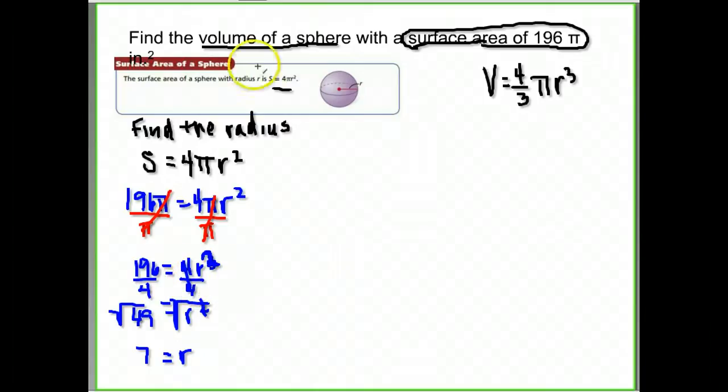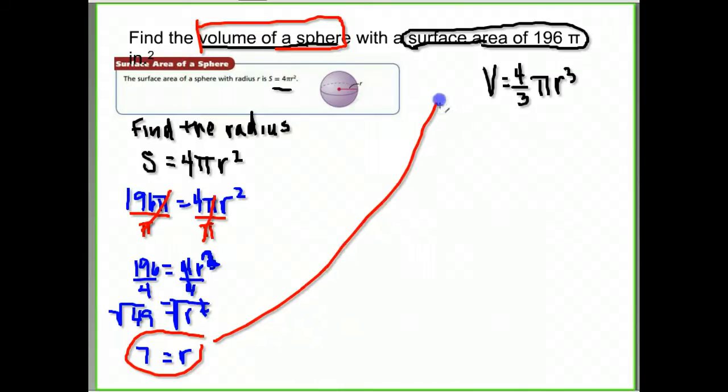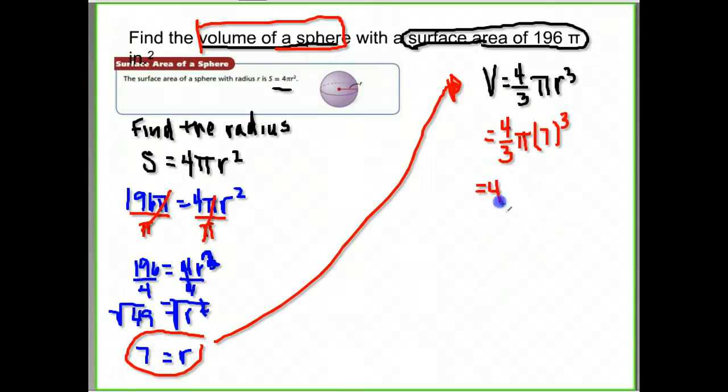Now we're going to use that to answer the question they actually asked, which was to find the volume of the sphere that has this surface area. So we found our radius was 7, and now we can come up here and use it in the formula for volume to answer the question. The volume would be 4/3 times pi times 7 to the third power. 7 times 7 times 7 gives me 4/3 pi times 343.